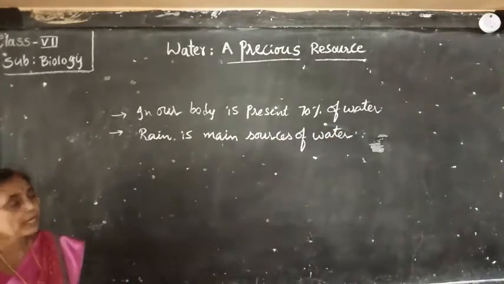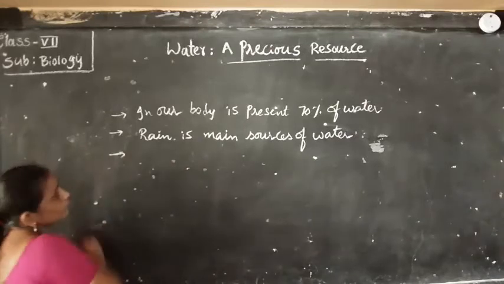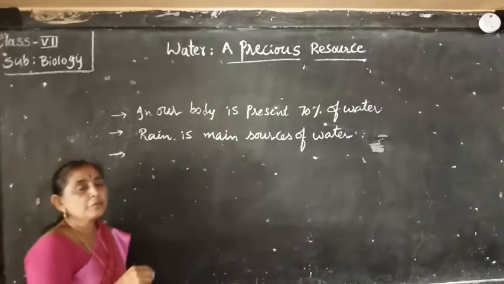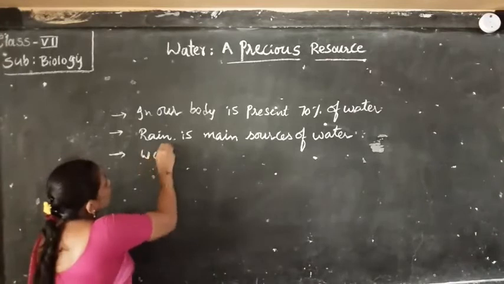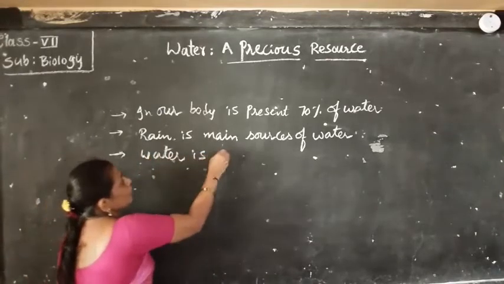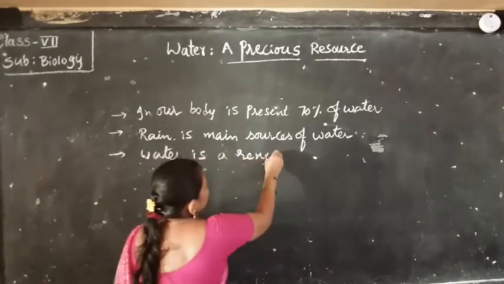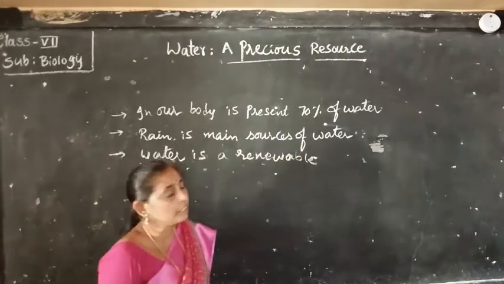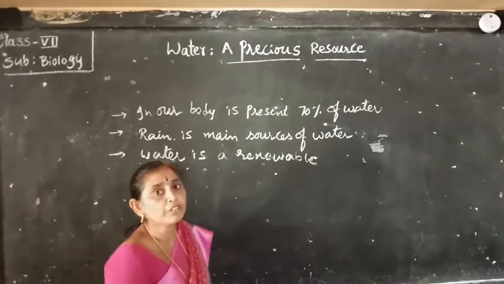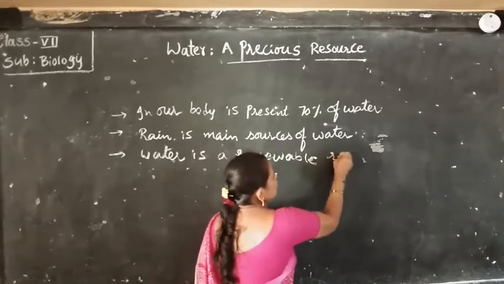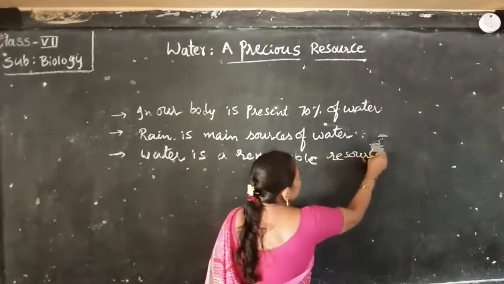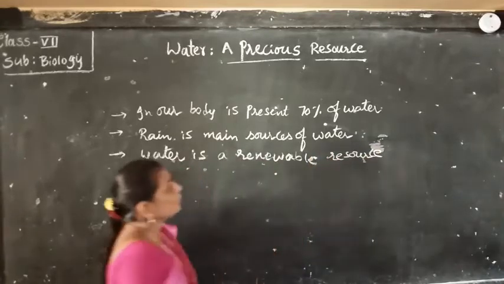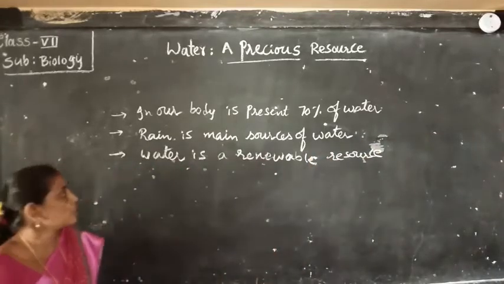Rain is the main source of water. Water is a renewable resource. Renewable means it is available freely in nature.